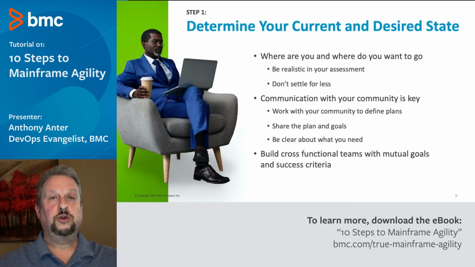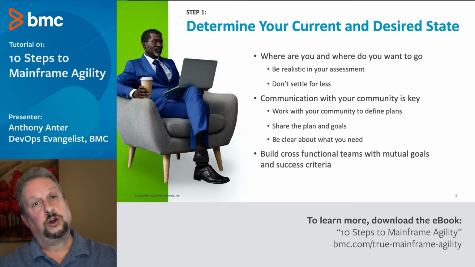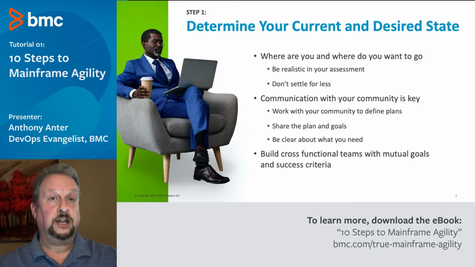Step 1, determine your current and desired state. All of these steps are equal, but this one is what will determine the success or failure of your project. You have to get off on the right foot. You need to first determine where you're at and where you want to go. Be realistic in your assessment of your current system and what it can and cannot do, and your future system and what you want it to do. You need to take all the warts that your current system has and admit them, as well as look at some of the things that you do well, and make sure that you build all those good things into the new system that you're going to build.